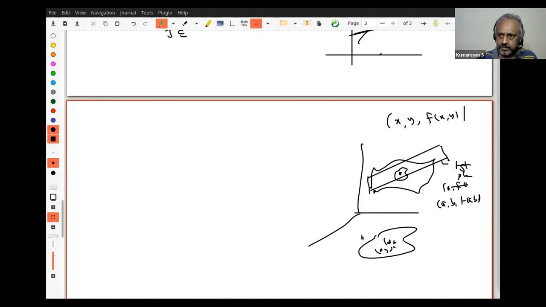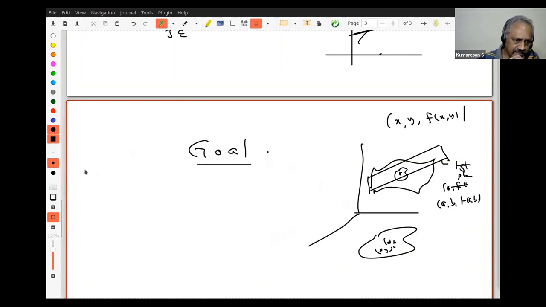Is the goal clear? This is our goal. Is the goal clear? Let me show you a picture. I just now closed it.